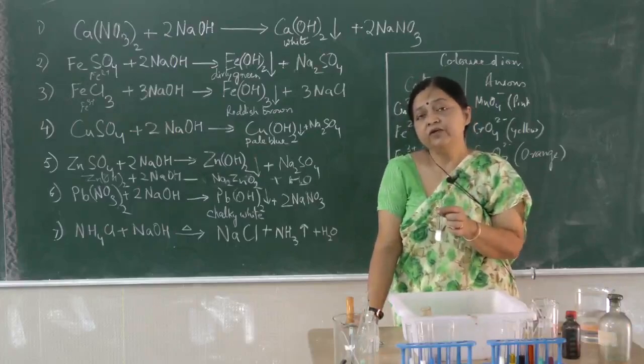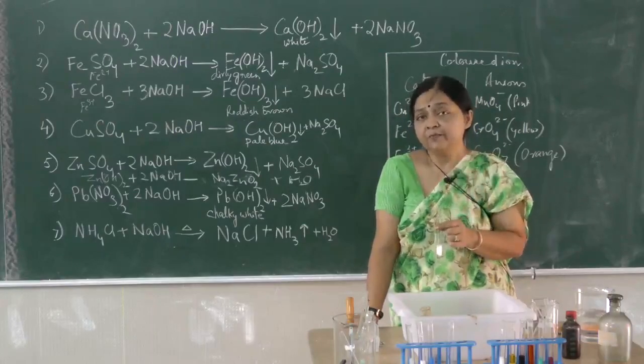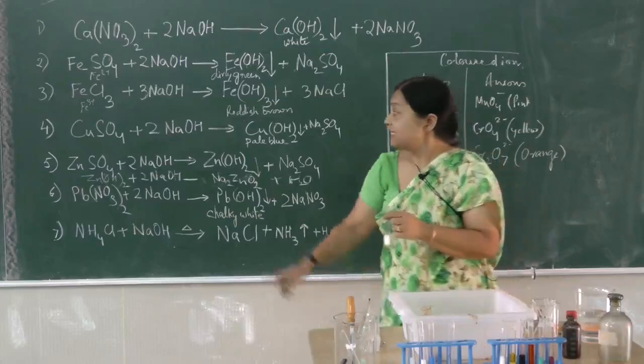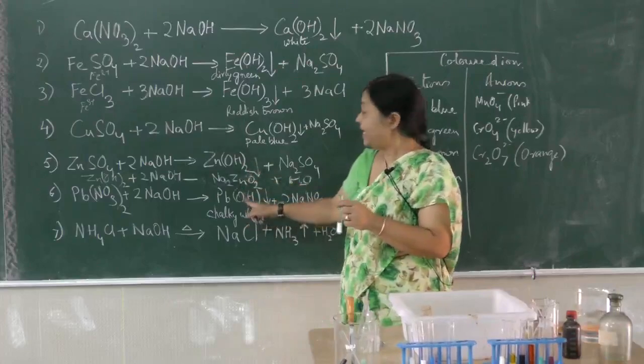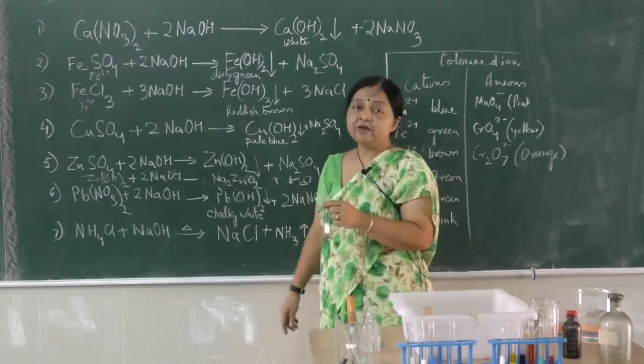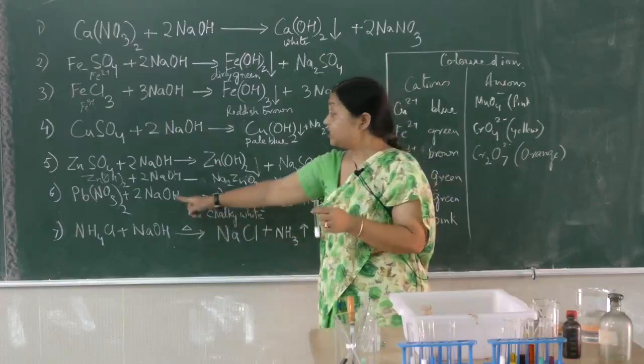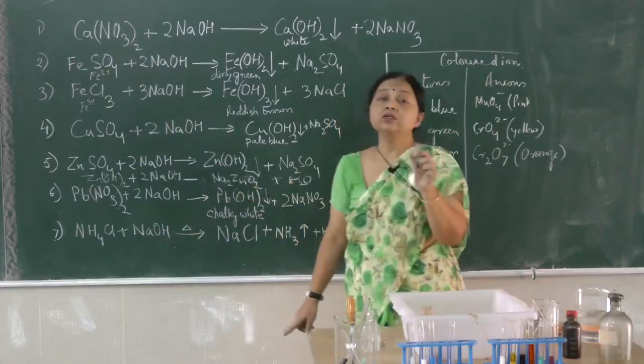In that case, what we will do, we will use ammonium hydroxide, because in ammonium hydroxide, zinc is soluble in excess, lead is not. Lead is insoluble. Lead hydroxide is insoluble in excess of ammonium hydroxide. But in excess of NaOH, lead is also soluble.